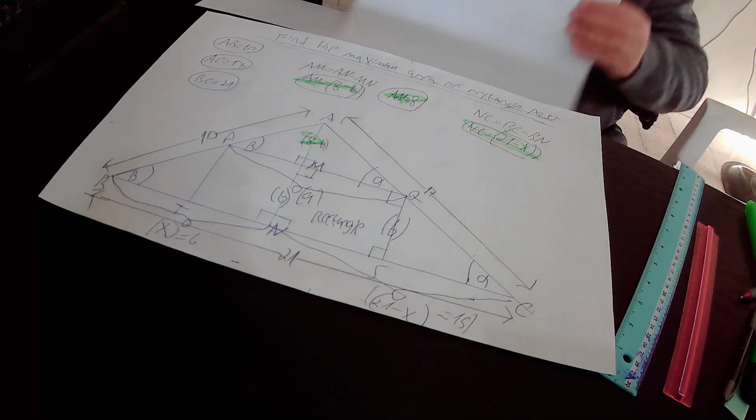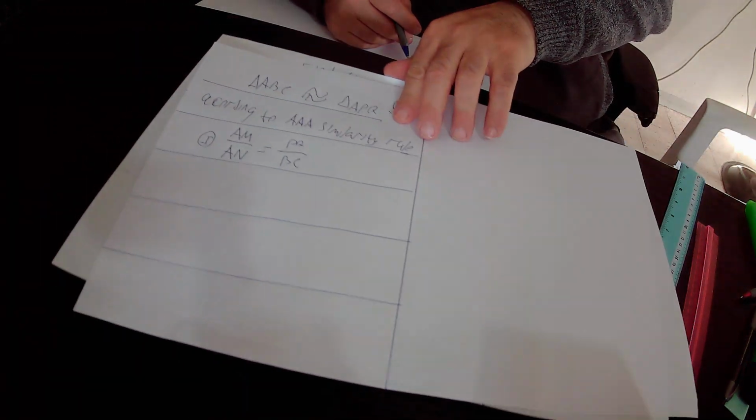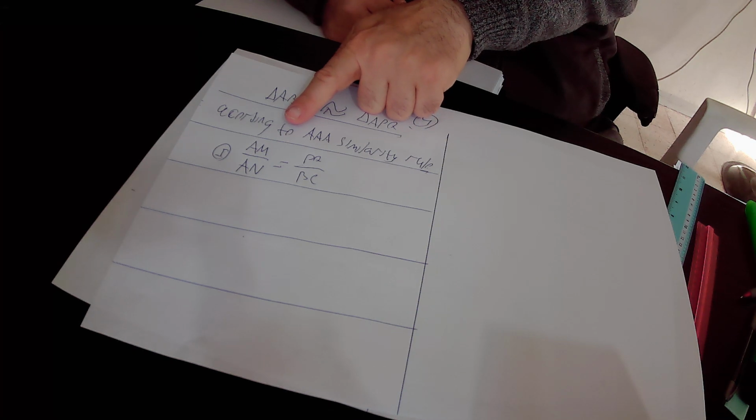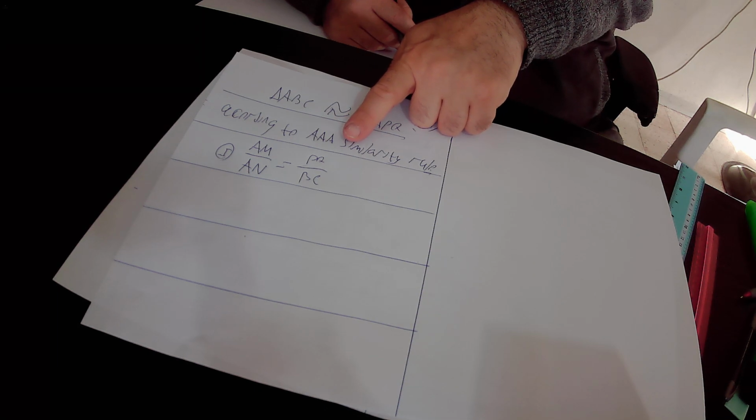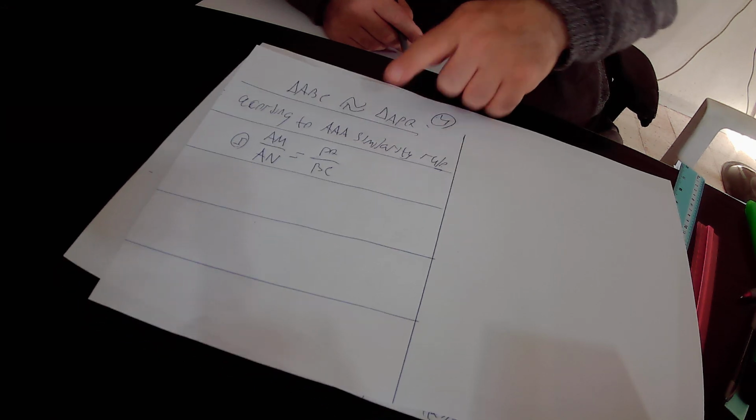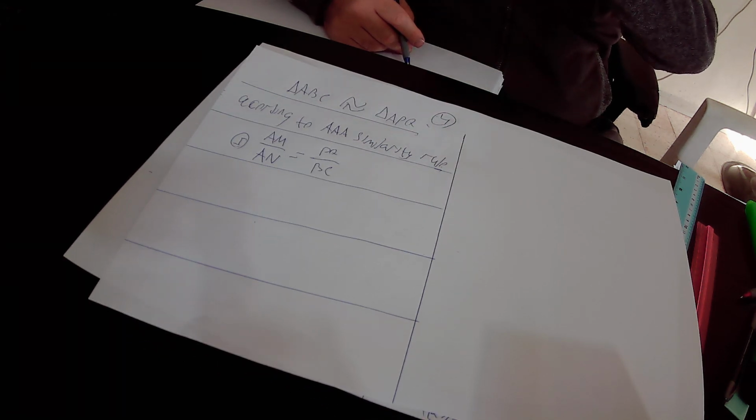So this equation 1 means that the ratio between the heights of the two similar triangles ABC and APQ must be equal to the ratio between the corresponding sides of the two similar triangles ABC and APQ. Okay, AM over AN equals PQ over BC.